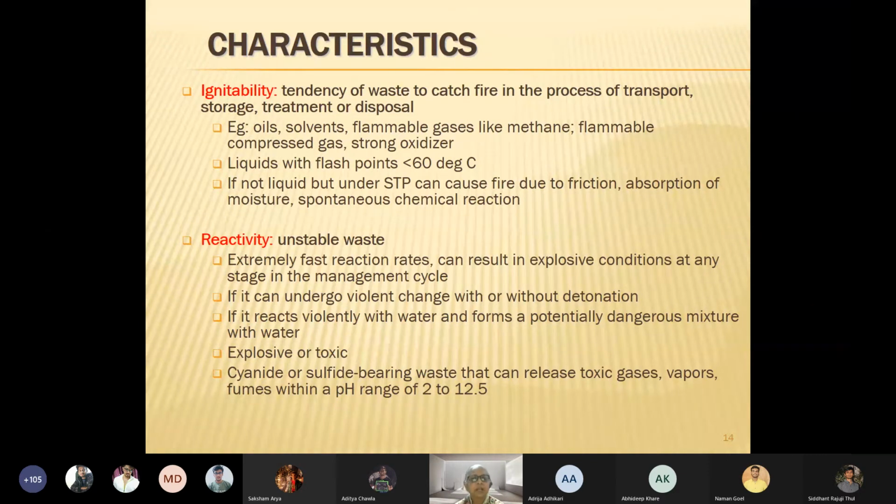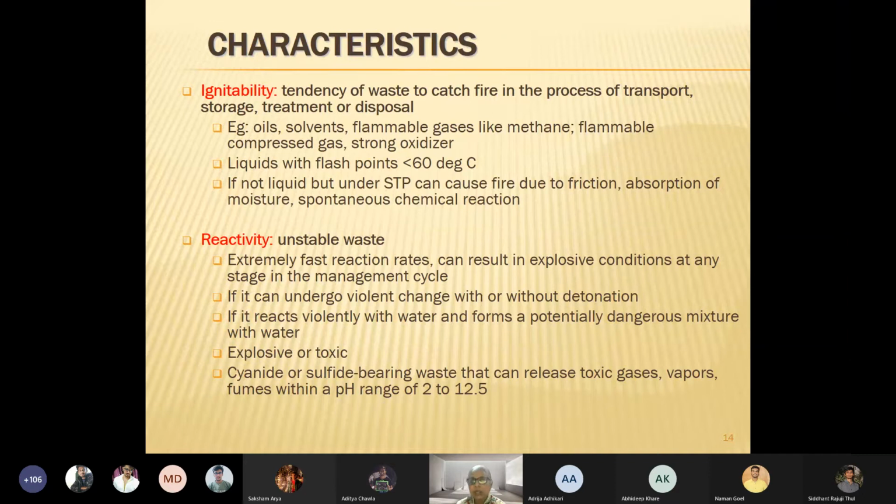Any waste that has a tendency to catch fire during the process of transport, storage, treatment, or disposal. So if you have oils, solvents, flammable gases like methane, flammable compressed gases, strong oxidizing agents, all these would qualify as hazardous waste because of the possible potential for catching fire. Any liquid with a flash point less than 60 degrees centigrade.